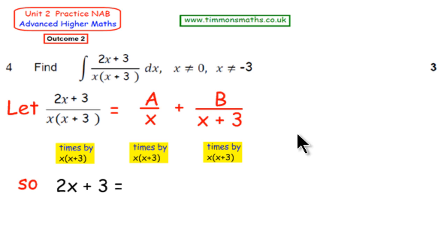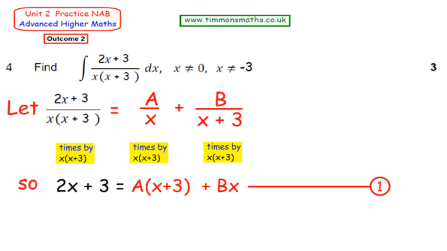So this is equal to multiplying a over x by x times x plus 3, the x's cancel, and you're just left with a bracket x plus 3. Finally multiplying the b over x plus 3 by x times x plus 3, this time the x plus 3's cancel, and you're just left with b times x. What we're going to do now is fit in some values for x so that we can find the values of a and b. We'll call this equation 1.